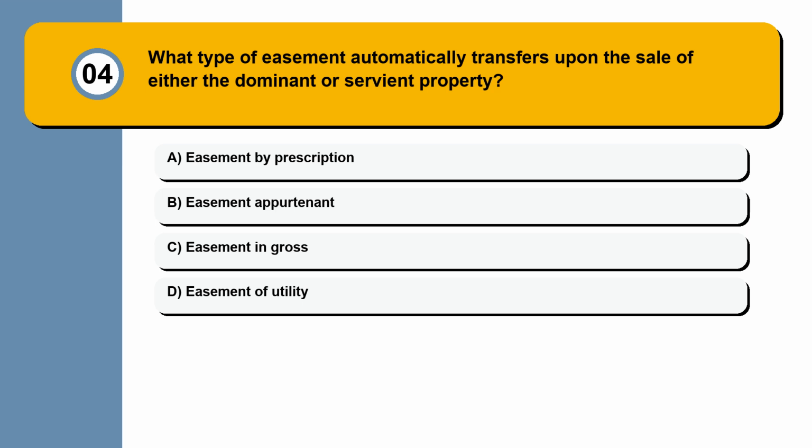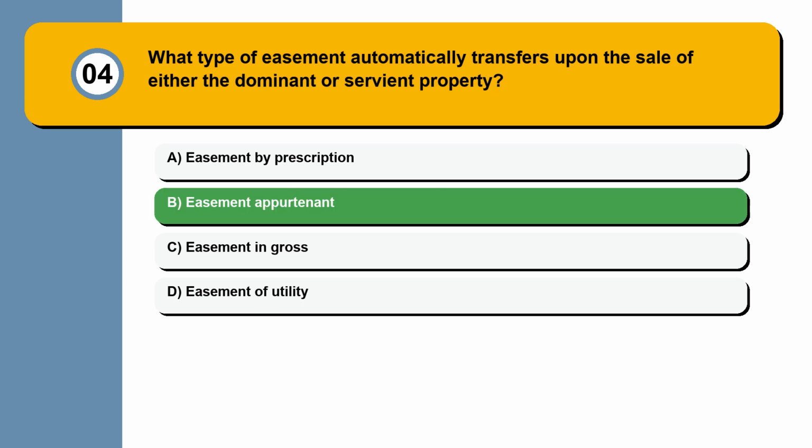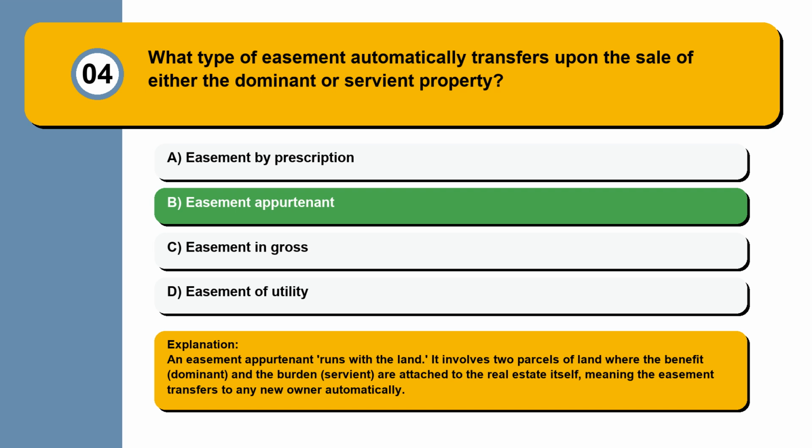Question 4. What type of easement automatically transfers upon the sale of either the dominant or servient property? Easement by prescription, easement appurtenant, easement in gross, easement of utility. An easement appurtenant runs with the land. It involves two parcels of land where the benefit, dominant, and the burden, servient, are attached to the real estate itself, meaning the easement transfers to any new owner automatically.